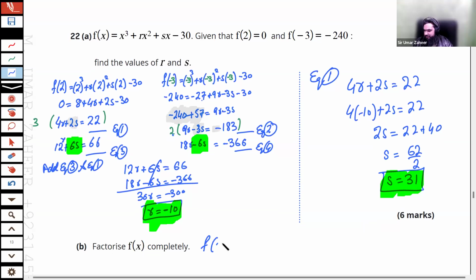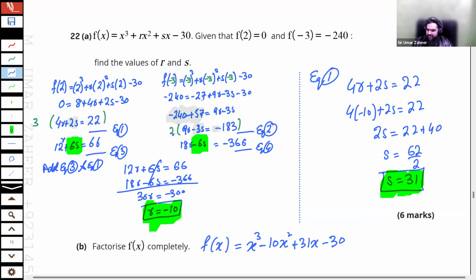We have f of x will become x cube. The value of r is minus 10, so it is minus 10x square here. The value of s is 31, so plus 31x minus 30. Now here we have some information given. He says that f of 2 is equal to 0.